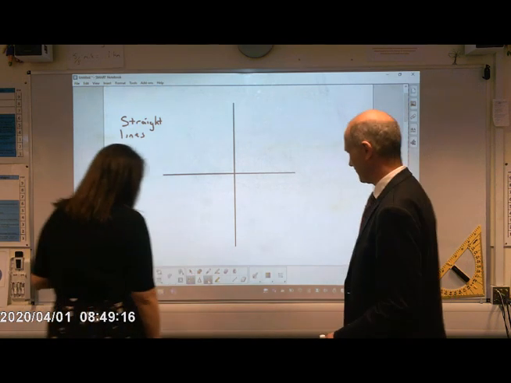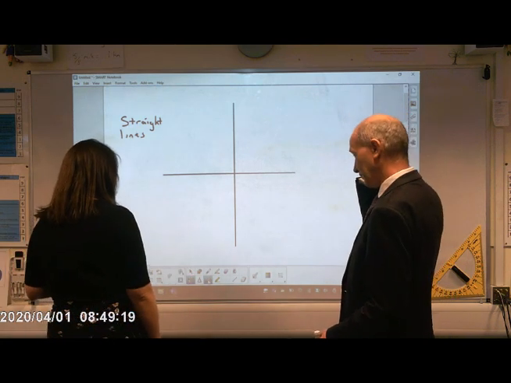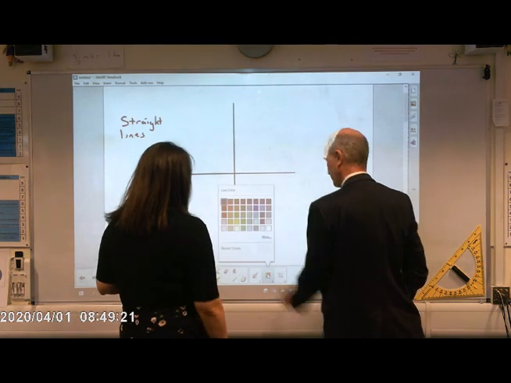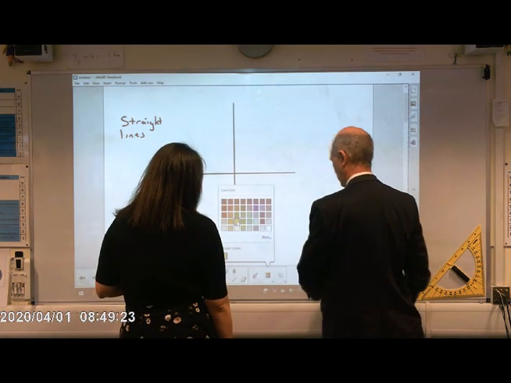Okay. So straight lines. Have I picked the right thing? Yeah, that'll give you a straight line. You can change the colour though. Do you want to change the colour? Yeah, yellow. Why not?